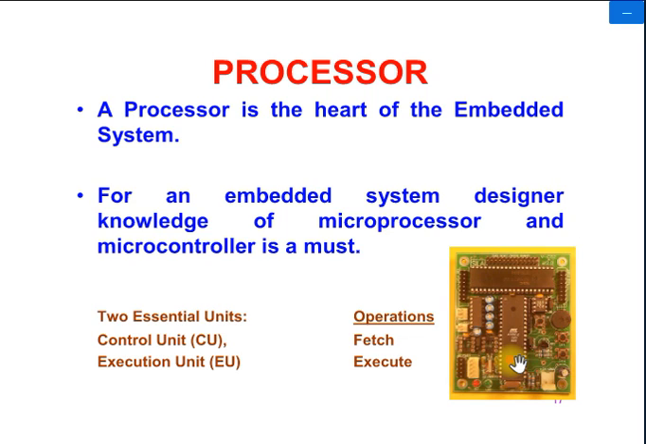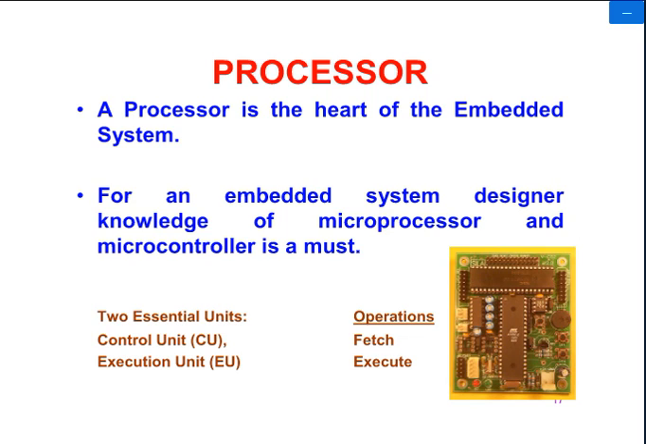So there are two parts of any processor. First is the fetch and second is execution. Fetch means it selects the instructions and, according to the instruction, it completes the task. So these are the main two operations of any processor, fetch and execute.